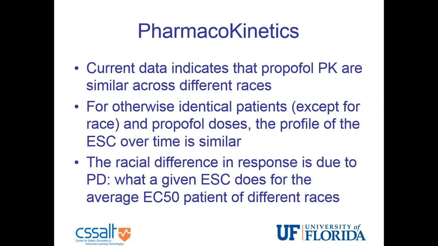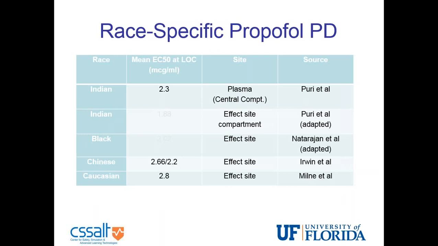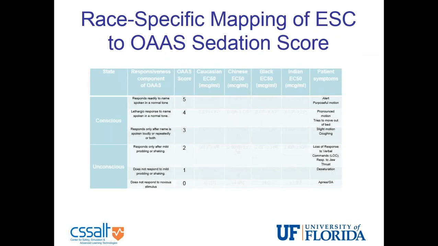We have some data from the literature that indicates that the pharmacokinetics are similar, so we don't change the pharmacokinetics for different races. The only difference in response, therefore, is due currently to pharmacodynamics. And this is the table we came up with. So we have Indian at 1.88, black at 2.02, Chinese at 2.2, and Caucasian at 2.8. And these are the OAS sedation score. The values are sort of grayed out because we still have to confirm them, and we are in the process of getting them published, actually.